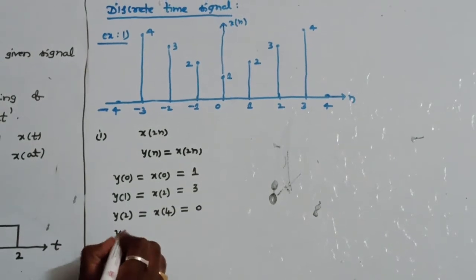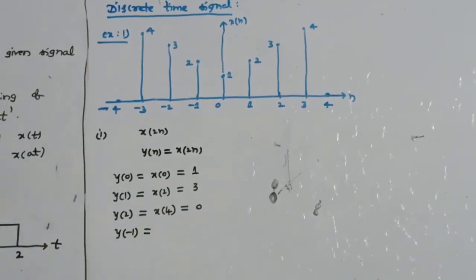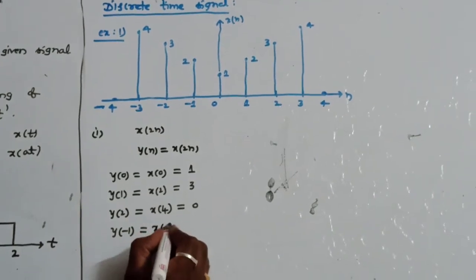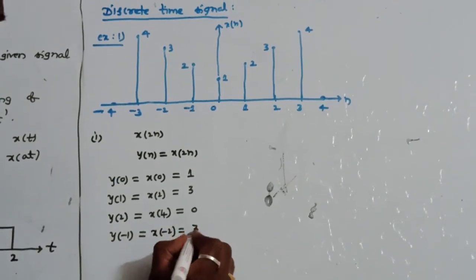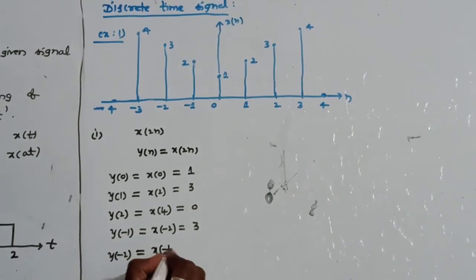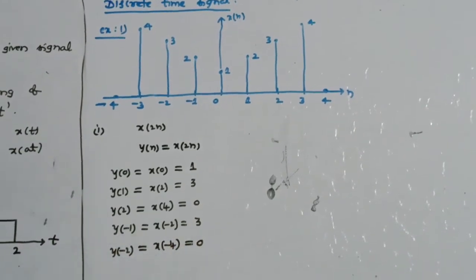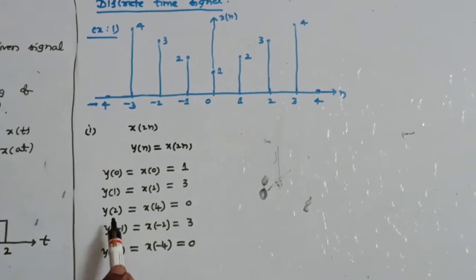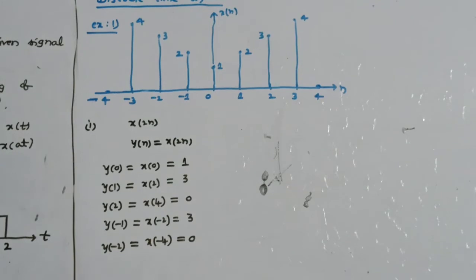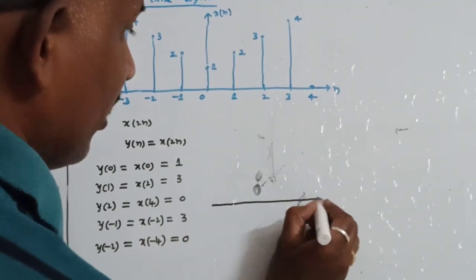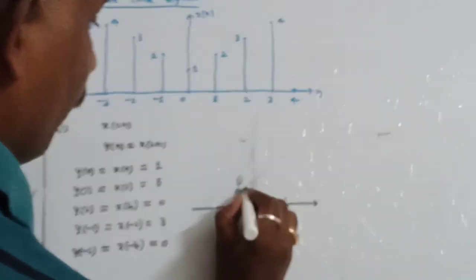So what is x of 4 sample value? 0 given. Substitute similarly y of minus 1. So what is y of minus 1? So that means x of minus 2. So what is x of minus 2 value? 3. So y of minus 2, that means x of minus 4. What is x of minus 4 sample value? 0. All the rest of the samples are 0. So y of 3 is 0, y of minus 3 is 0. So let us plot the same graph.